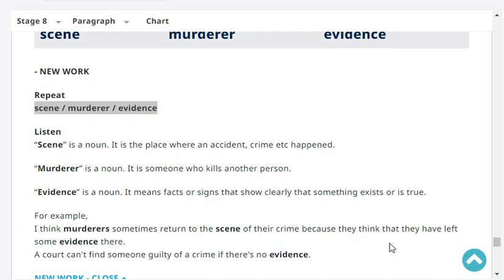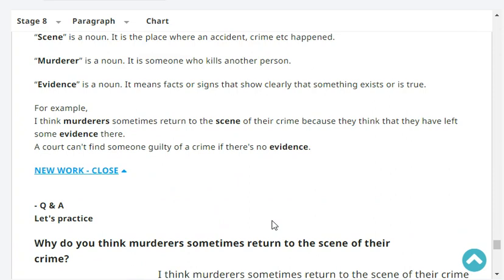Evidence is a noun. It means facts or signs that show clearly that something exists or is true. For example, I think murderers sometimes return to the scene of their crime because they think that they have left some evidence there. A court can't find someone guilty of a crime if there's no evidence.